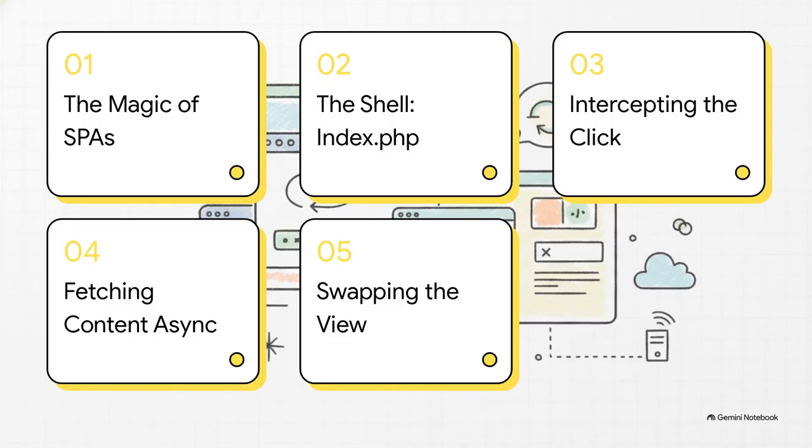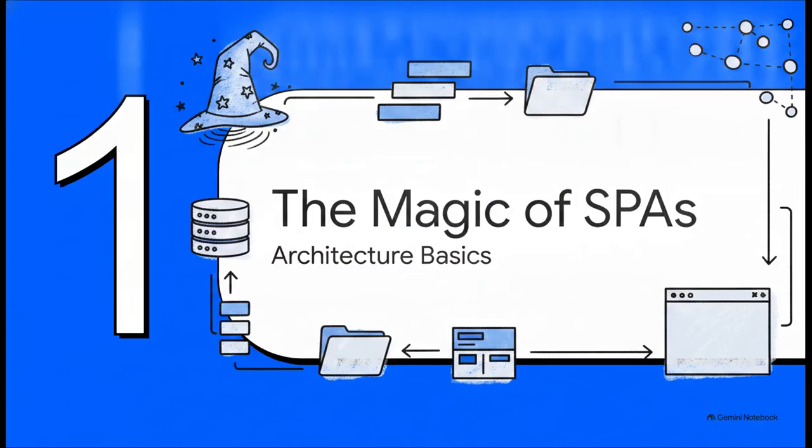Okay, here's our roadmap for today. We'll be hitting 1. The magic of SPAs. 2. The shell, index.php. 3. Intercepting the click. 4. Fetching content asynchronously. And finally, 5. Swapping the view dynamically. Section 1. The magic of SPAs.